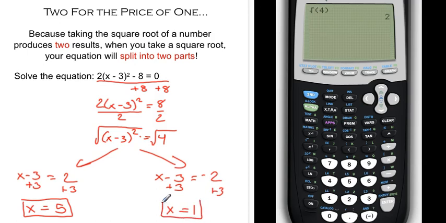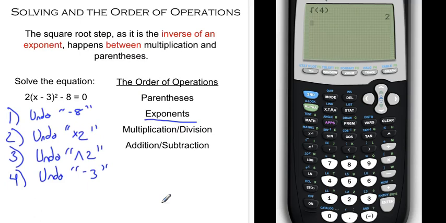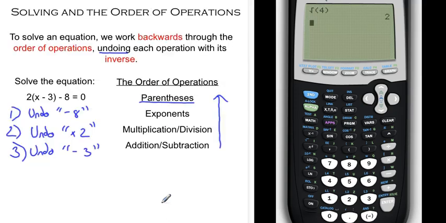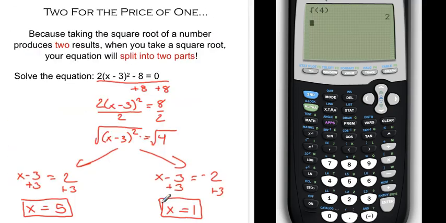And so my solutions to this are x equals 1 and x equals 5. Now if you remember, the very first thing we looked at with the graph of this, we said the answers were going to be 1 and 5. So that's very reassuring that we can see this process actually works.